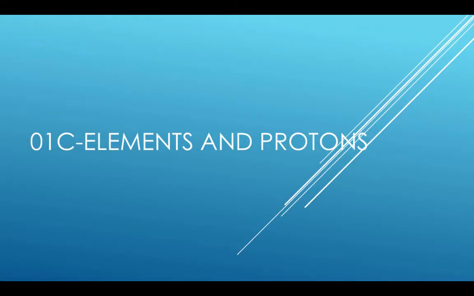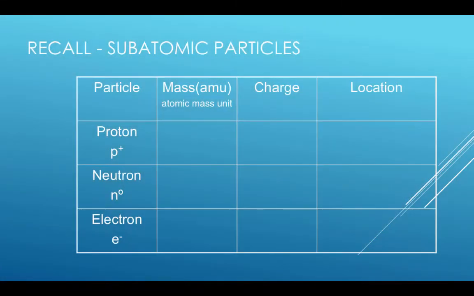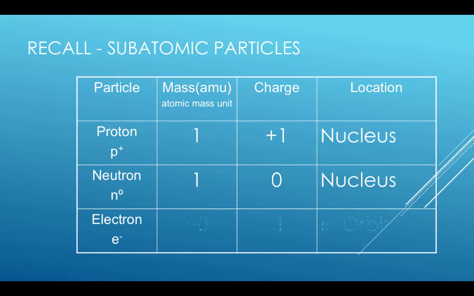Lesson 1C, Elements and Protons. Recall the subatomic particles. Protons have a mass of 1, a charge of +1, and reside in the nucleus. Neutrons have a mass of 1, a charge of 0, and are also found in the nucleus. Electrons are almost massless, have a charge of -1, and travel around the nucleus in a path called orbitals.